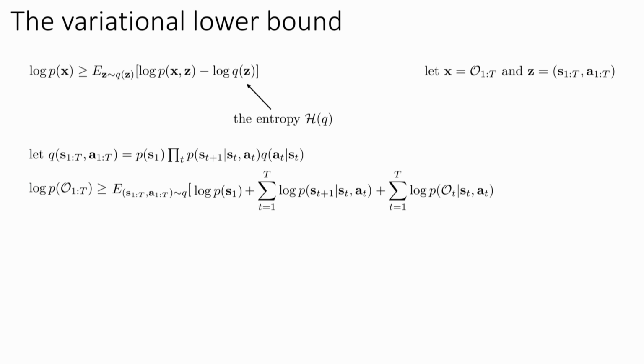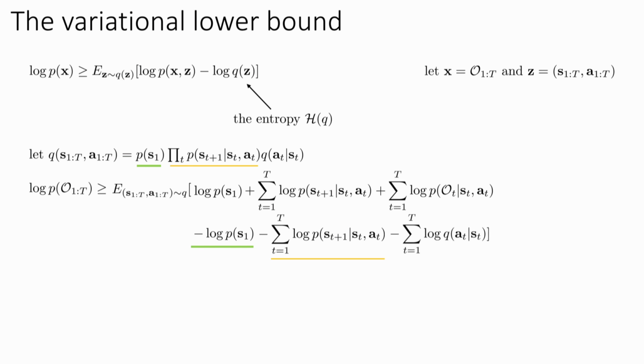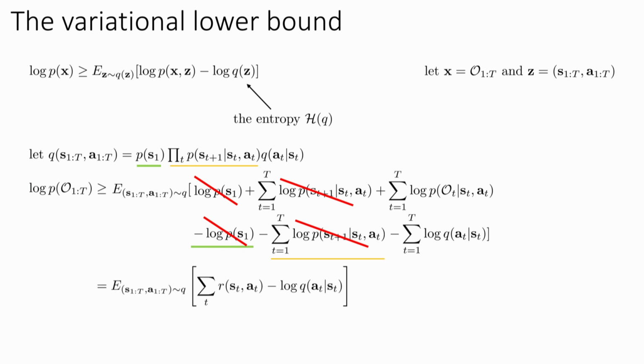Now let's go through the q. We have a minus log q, so we'll just substitute the terms directly from this equation for q. We have a minus log p of S1, that's this first one. Then you have a minus sum over all the time steps of the log probability of the transitions. And then you have the only new thing, which is the log q of A given S. Now it's probably immediately obvious that a lot of stuff here cancels out. We have a plus log p and a minus log p of S1. We have a plus and a minus for the dynamics, so those cancel. If we collect the only remaining terms, we get an expectation under q of the sum of the rewards minus the log q's of A given S.